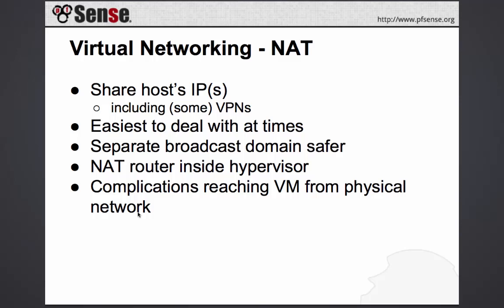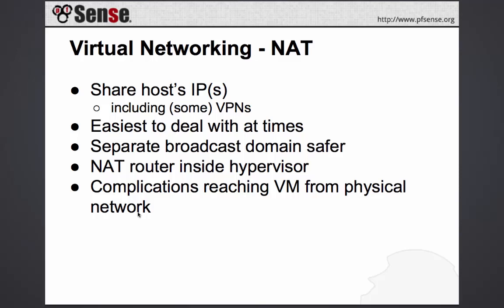And the fact that it's on a separate broadcast domain is safer, because all of those things that we just discussed on the last slide are not possible, or extremely unlikely at least, whenever the vSwitch is on a separate broadcast domain. So it gets out in that case via a NAT router that is inside of the hypervisor, which will probably be more clear on the diagram coming up here.